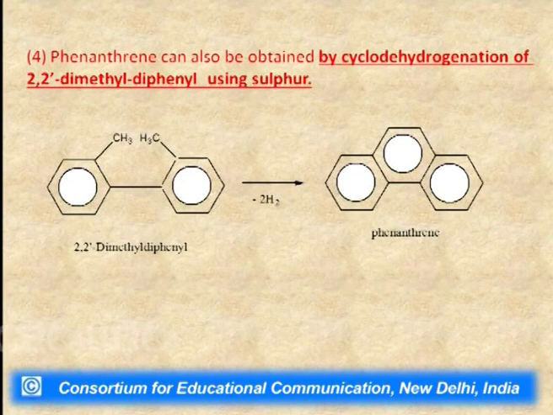Phenanthrene can also be obtained by cyclodehydrogenation of 2,2'-dimethyl diphenyl using sulfur. Sulfur is also a reagent which can be used in cyclization processes. So, this is the molecule, this is the 2,2'-dimethyl diphenyl hydrocarbon, which on reaction with sulfur will undergo dehydrogenation to give us this phenanthrene molecule.